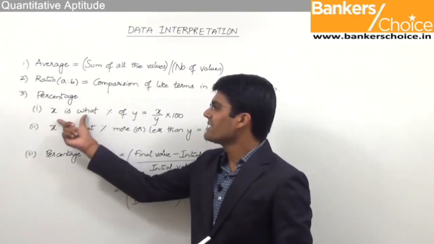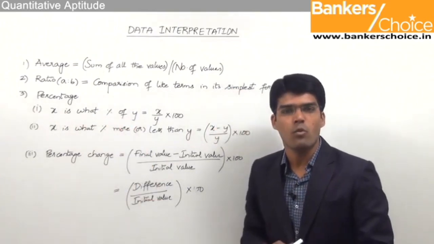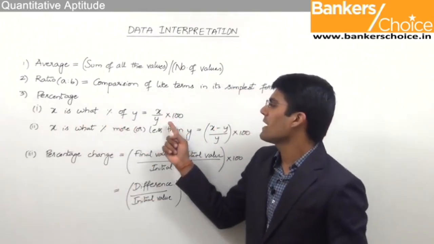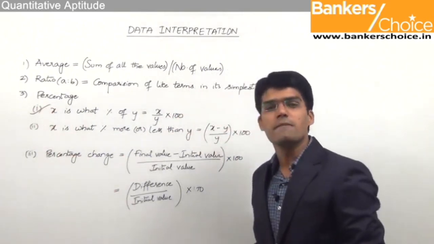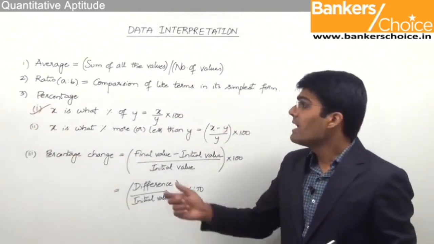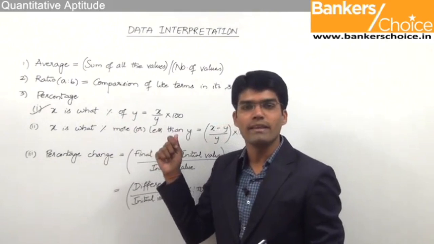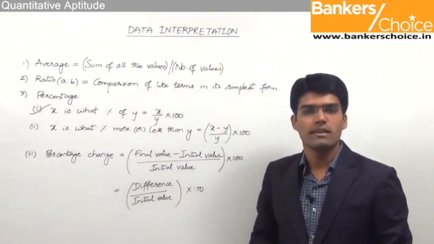Now the first one here is: x is what percent of y. It should always be taken as x by y into 100. This is the most frequently asked question in any form of data interpretation. That is, x is what percent of y. We should always take it as x by y into 100.